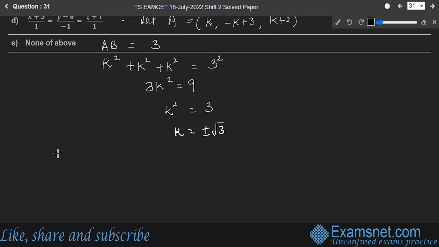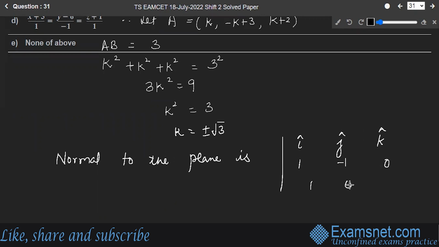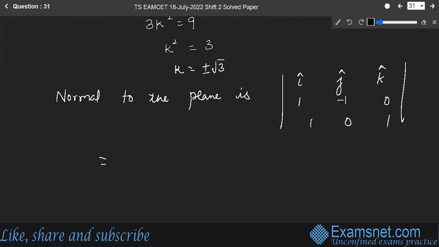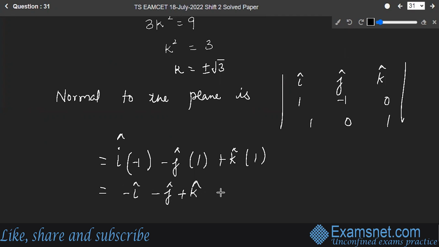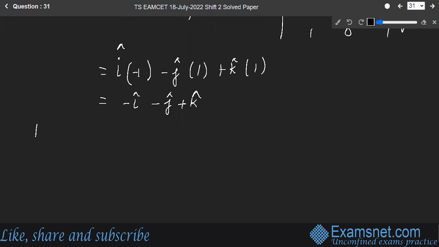Now, the normal to the plane is given by the determinant of I, J, K; 1, minus 1, 0; and 0, 1, 0, 1. So using this, you have I into 1 minus J into 1 again plus K into 1 again. So this is equal to minus I minus J plus K. Now the direction ratios of the normal are 1, 1, minus 1.